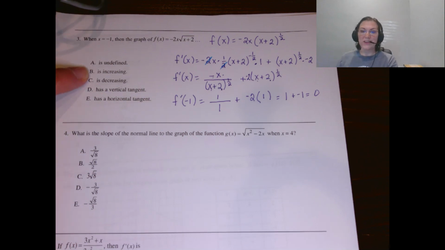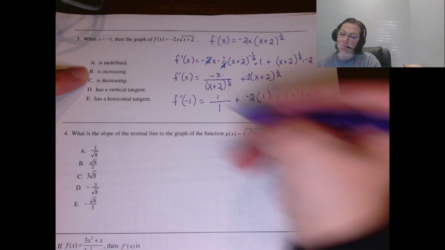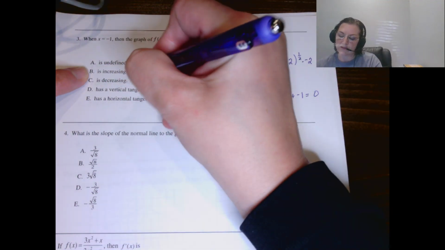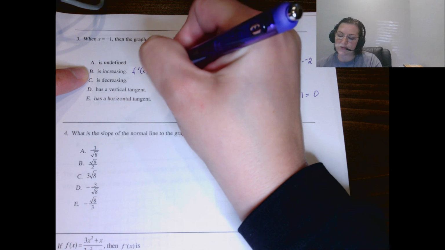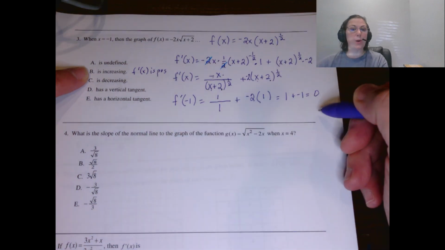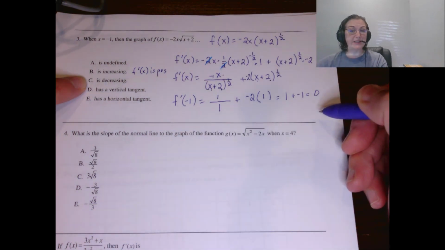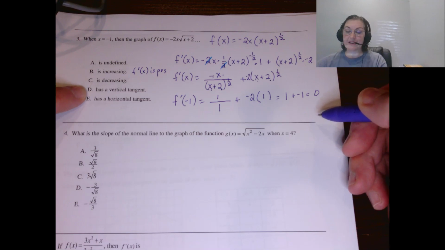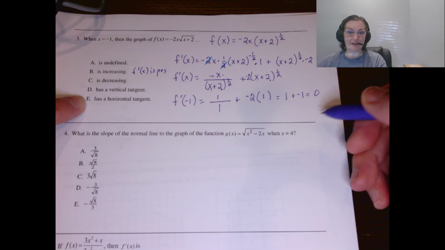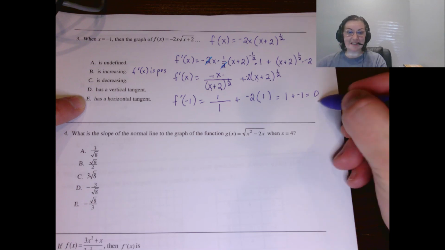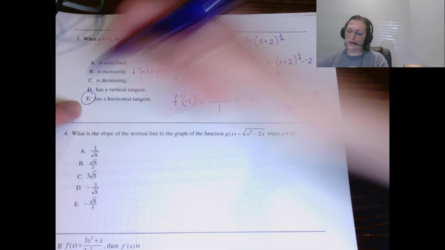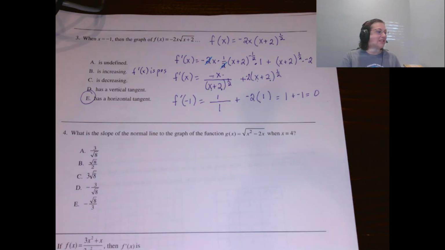No. Is it increasing? That would mean that the derivative was positive. Well, no, our derivative is not positive. Our derivative is 0. Derivative negative, is it decreasing? That would mean the derivative is negative. Does it have a vertical tangent or horizontal tangent? Well, if the slope is going to be 0, that means we have a vertical tangent there.